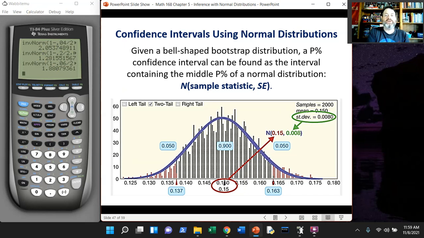So if we have a bell-shaped distribution, a p% confidence interval can be found as the interval containing the middle p% of a normal distribution. So what we're doing is we're using the z-critical. We're finding that using percentiles, and then we're going to use the standard error given by the bootstrap distribution. So we're kind of mixing the two techniques that we did in chapter 3.